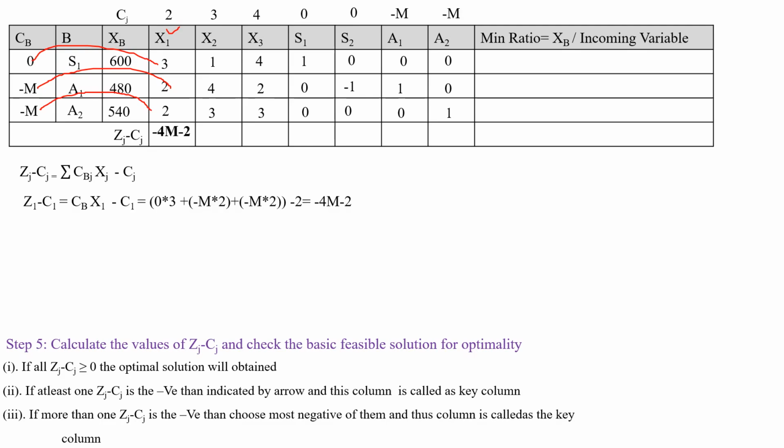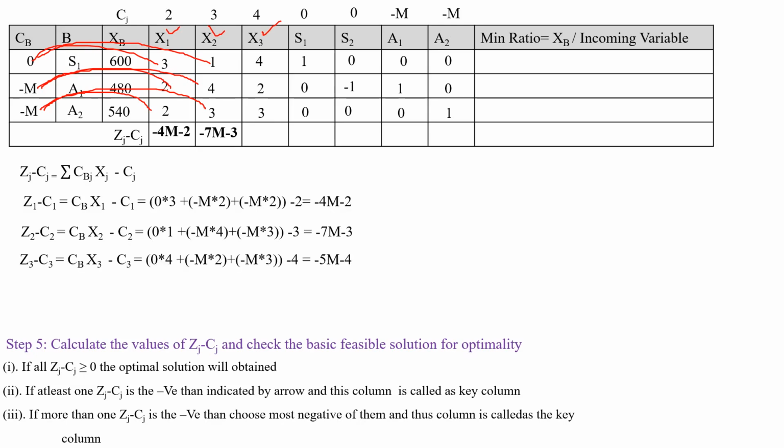Next we calculate Zj minus Cj for the X2 variable, that is Z2 minus C2 equal to CB times X2 minus C2. It is 0 into 1 plus -M into 4 plus -M into 3 minus 3. So it is -7M minus 3. Next, for the X3 variable, that is Z3 minus C3, which is equal to 0 into 4 plus -M into 2 plus -M into 3 minus 4. It is -5M minus 4.